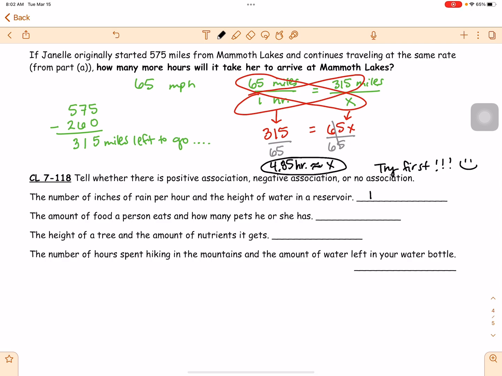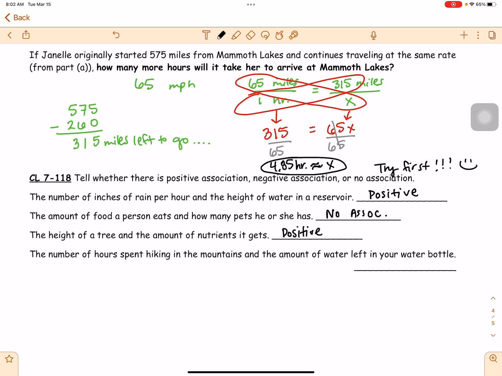The first one would be positive. The level of water in a reservoir will rise as more rain drops. The amount of food a person eats and how many pets he or she has. No association. You can just write it like that. The height of a tree and the amount of nutrients it gets. I would say the taller the tree gets, it means it's getting more and more nutrients, right? So this would be a positive.